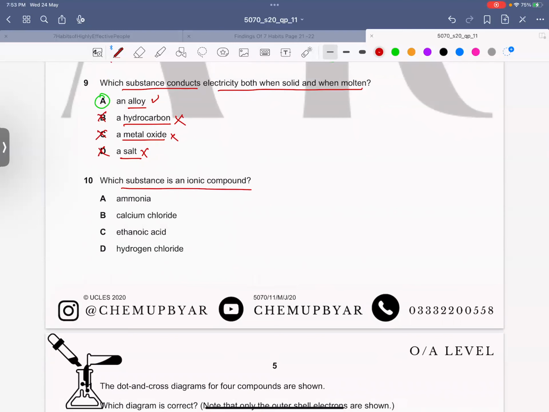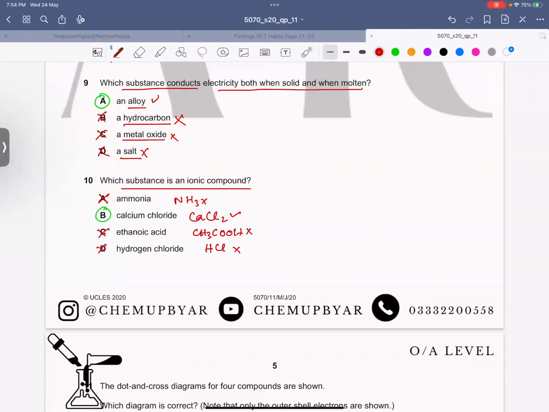Which substance is an ionic compound? So ammonia, NH3. Both are non-metals, covalent. Calcium chloride, ionic. Ethanoic acid, covalent. Hydrogen chloride, covalent. So B is your correct answer.